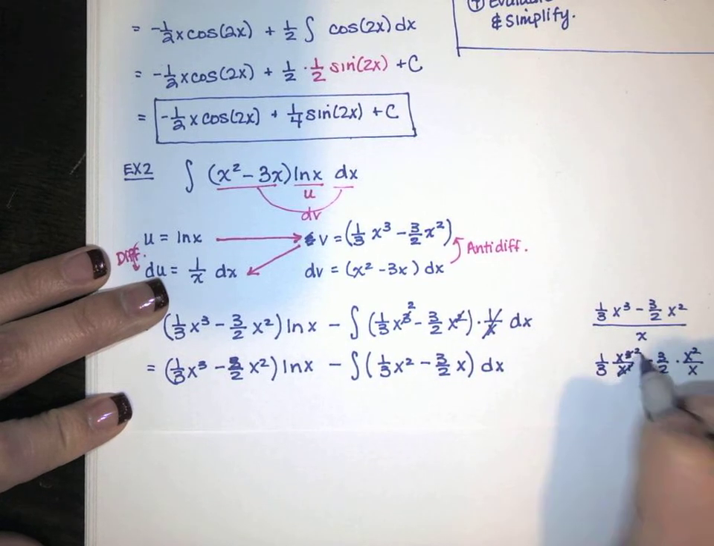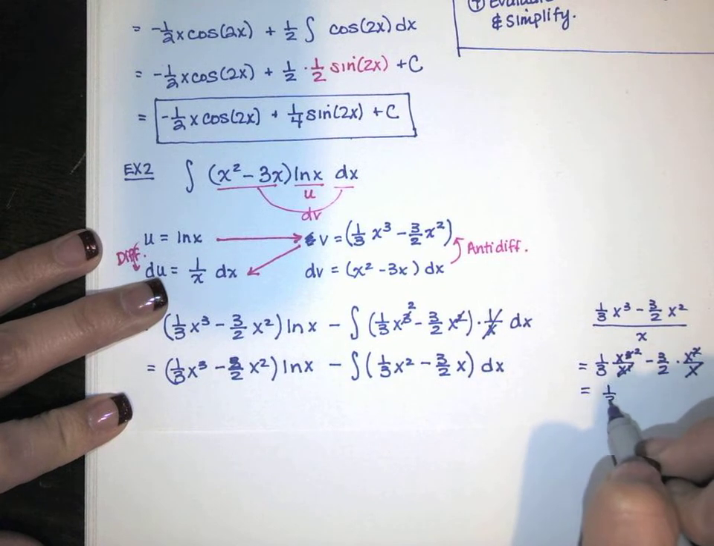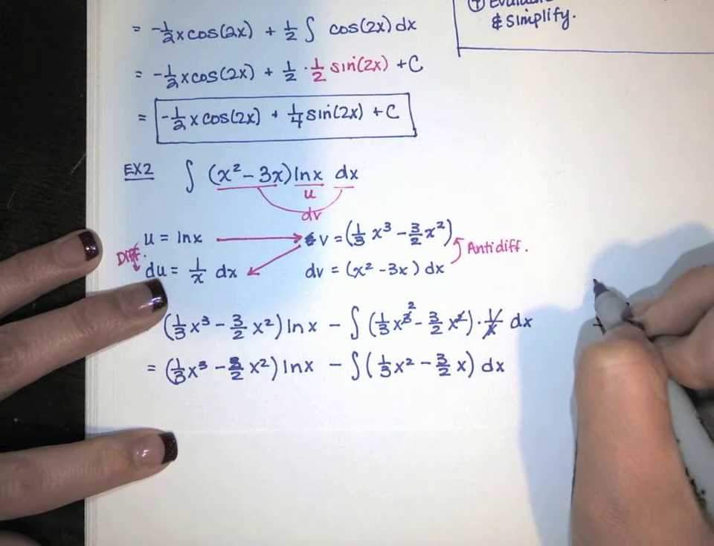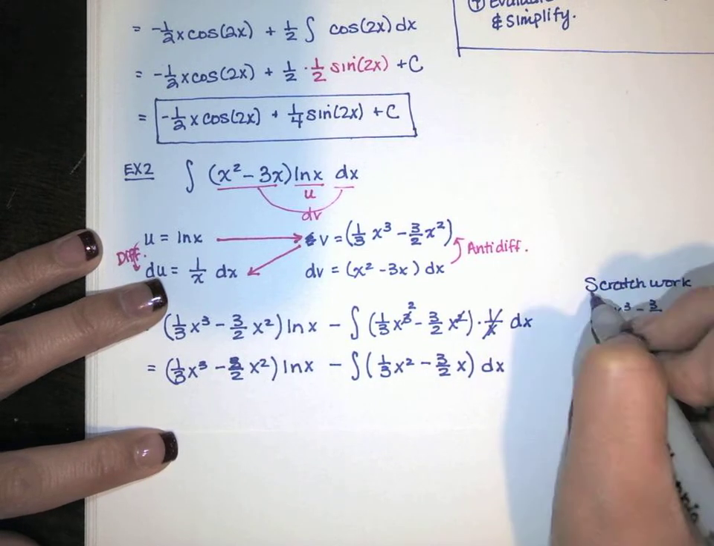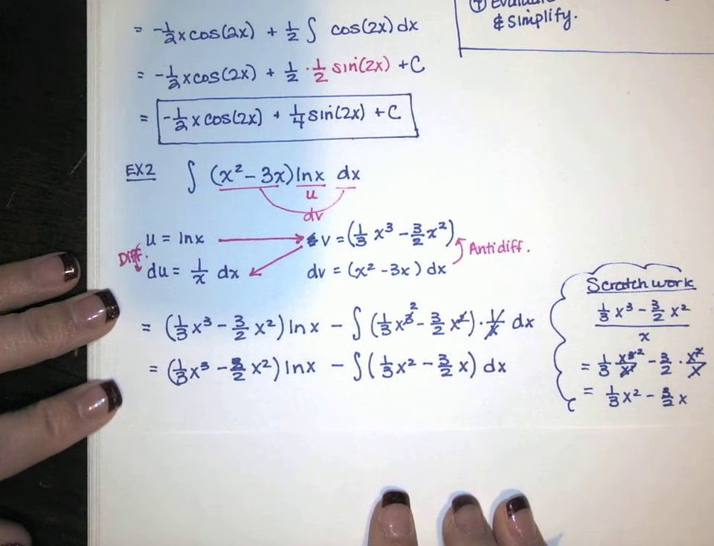One of those x's is going to cancel. One of those will cancel. So we get this. This is scratch work. It's separate from the line of reasoning over here.